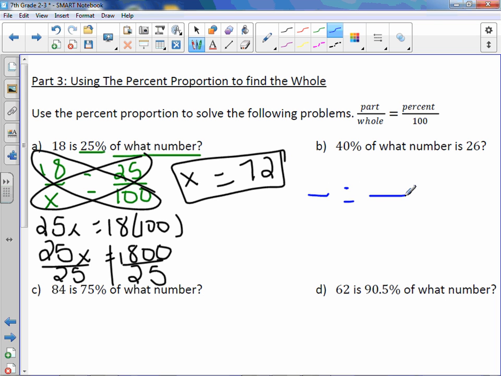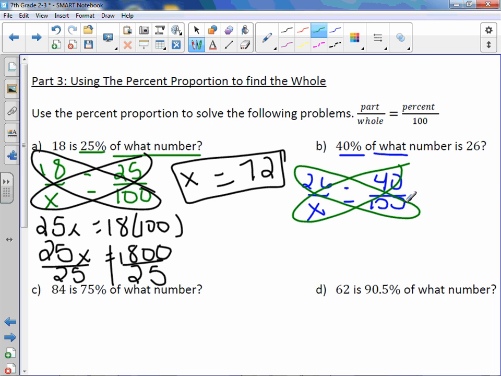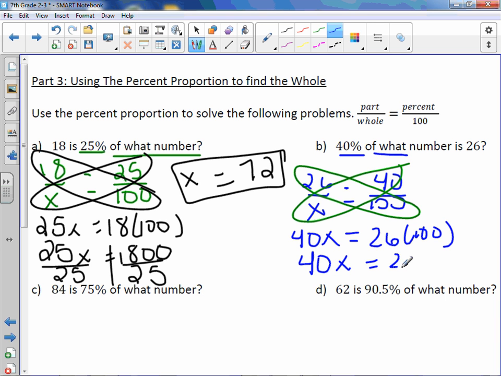Start with your proportion. 40% of what number, so we don't know our "of," which is our total, is 26. Cross multiply. 40 times x equals 26 times 100. 40x equals 2,600. Divide by 40.